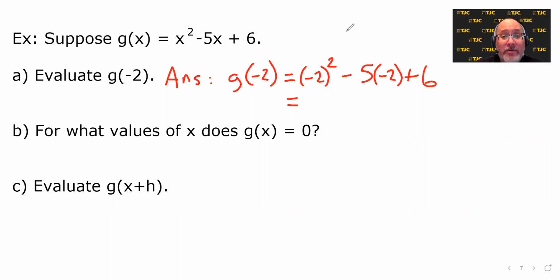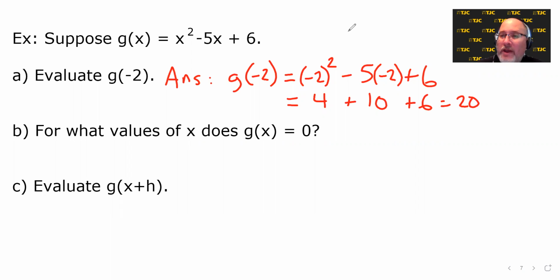-2 squared is +4, followed by, and here's where you have to have a little bit of flexibility in what you see here. This looks like -5 times -2, but if you were to look at it in isolation, it also looks like -5 times -2. And you can think of it that way. -5 times -2 is +10. And then +6. And of course, all that is equal to 20.